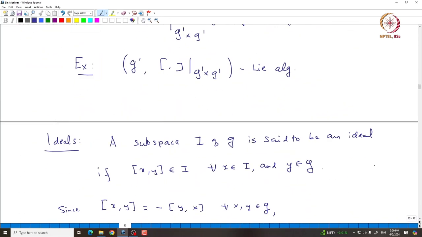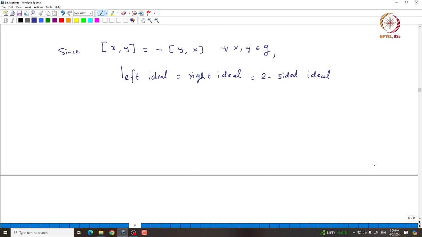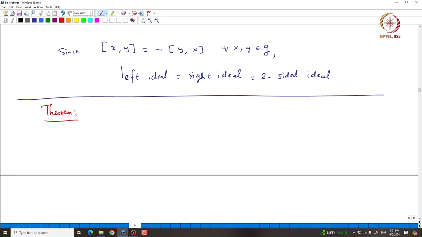Once we have these terminologies, it is easy to state the first isomorphism theorem. Here is the theorem. This theorem is very similar to what you have seen for other algebraic objects. Let G and G' both be given Lie algebras, and let us say we have a Lie algebra homomorphism pi from G to G'.